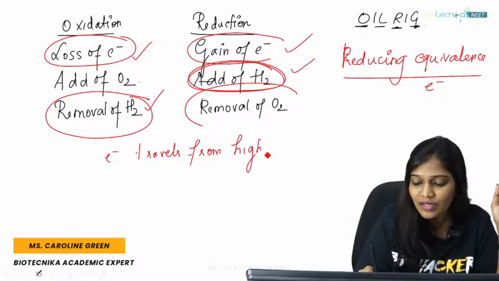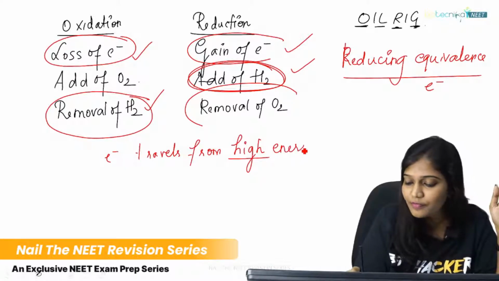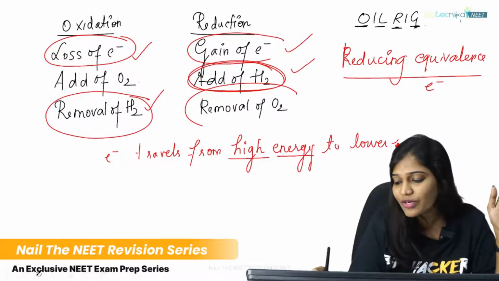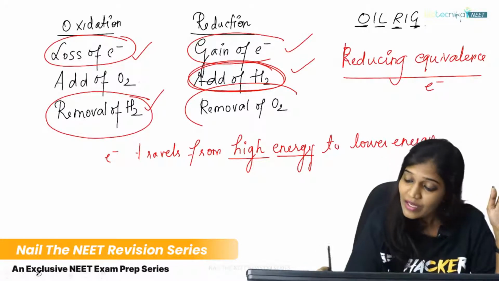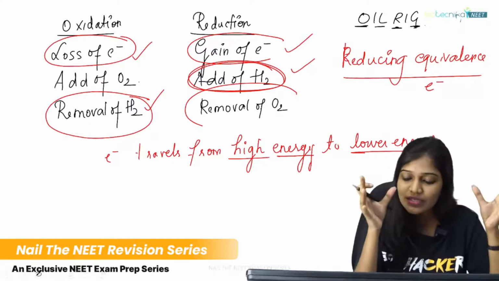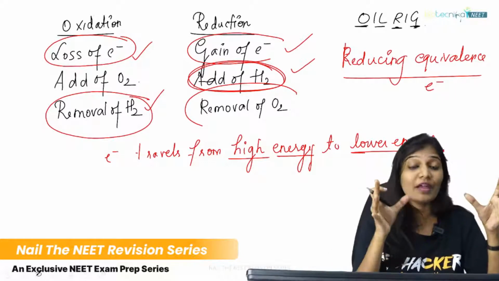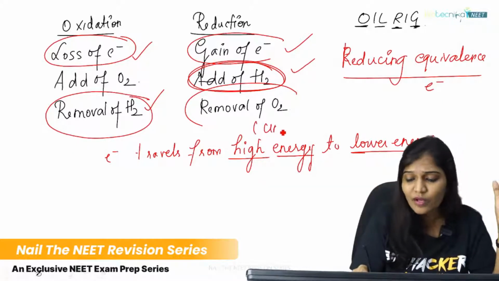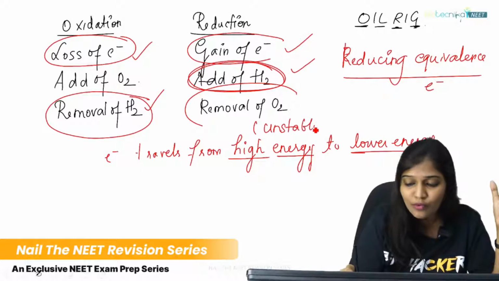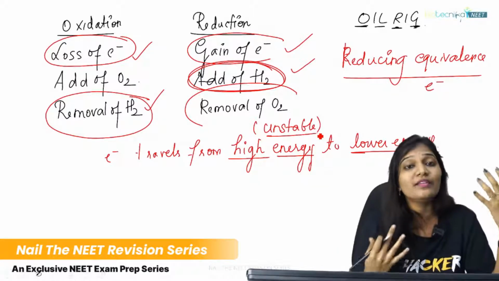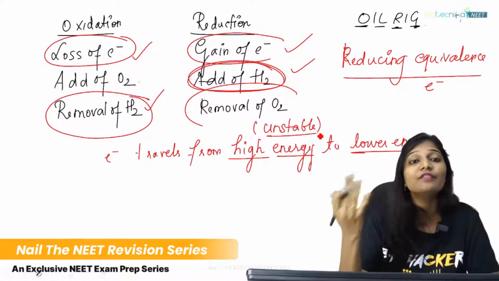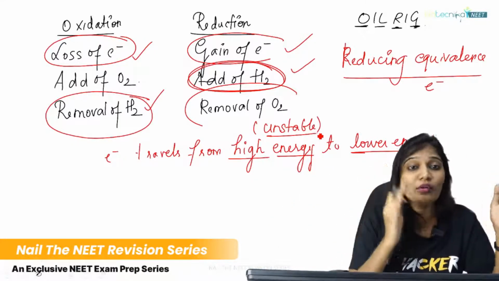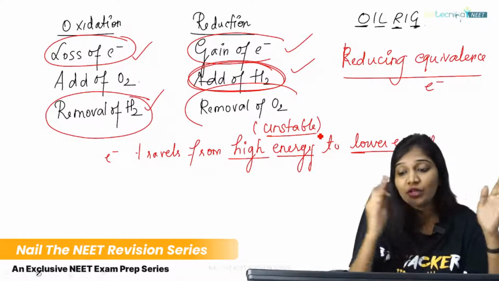Important concept, applicable for photosynthesis and also for respiration. High energy to low energy. Why does an electron have to go from high energy? If a molecule has high energy, it will be very unstable. No molecule wants to be unstable. So what they try to do is, I don't want high energy, I'm going to give some of the energy to somebody else, so they become stable molecules. So electrons always travel from high energy to low energy.